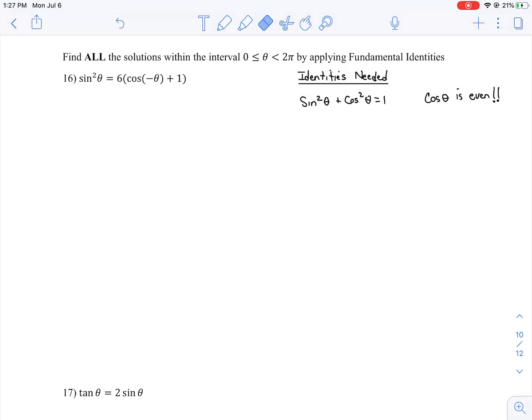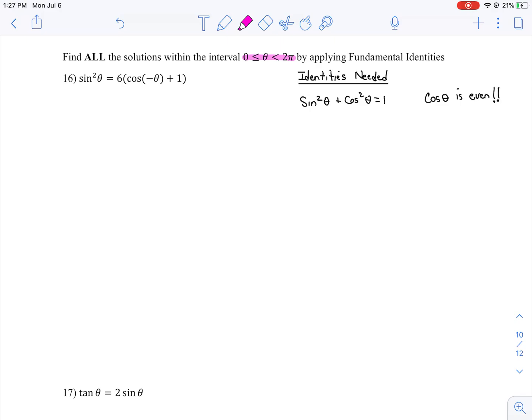Hello class, in this video I'll be showing you how to use fundamental identities along with the properties of trig functions to solve a trigonometric equation. Let's begin. So we want to solve sine squared theta is equal to 6 times the quantity cosine negative theta plus 1. And we want all of the solutions to be between 0 and 2 pi.